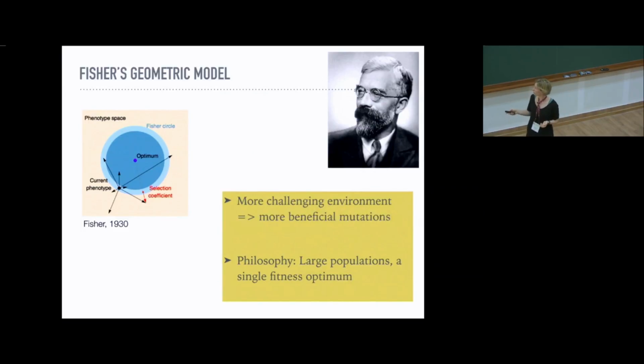And so the general philosophy of Fisher's theory was based on the assumption that you have very large populations. If you read Fisher's book, I think he sometimes talks about billions or so of individuals. And this is very clearly, especially if you think of this basic model, based on the assumption that there is a single fitness optimum.